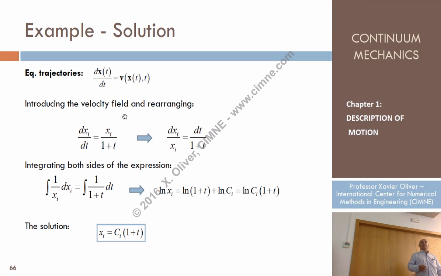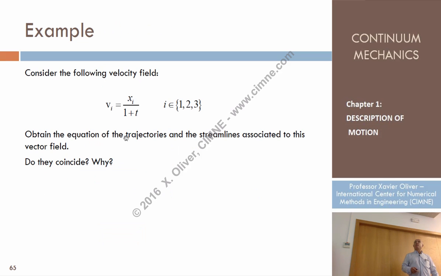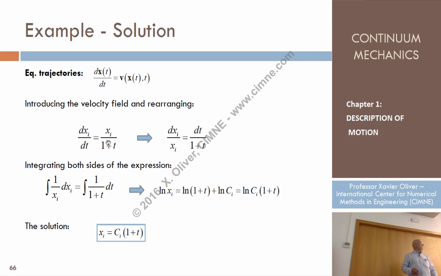Okay, let's now obtain the trajectories. We have to obtain the trajectory. So we have to solve this equation: the differential of x with respect to t equals the velocity. So the differential of xi with respect to t equals the component i of the velocity, which is this one. Okay? So that is the differential equation. We have three differential equations here. We can integrate, every differential equation is separated, so we can integrate one by one.